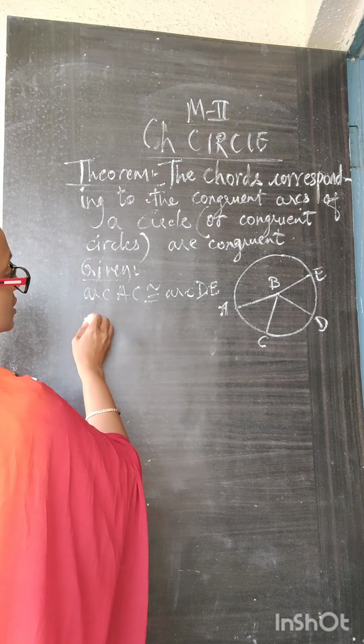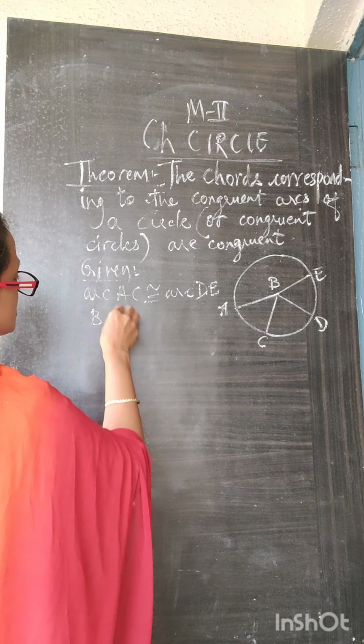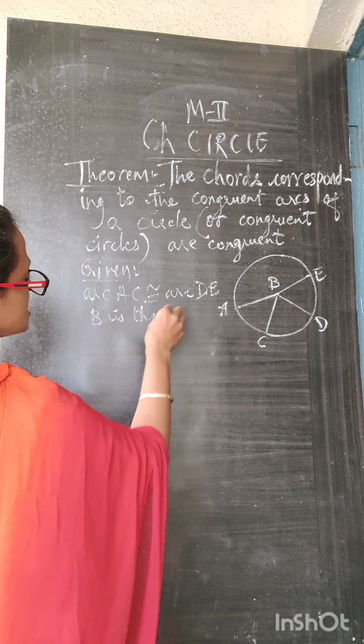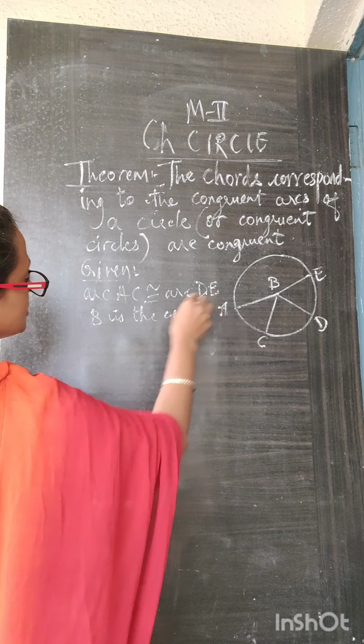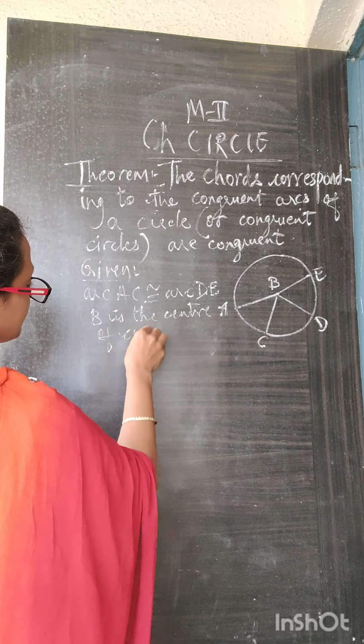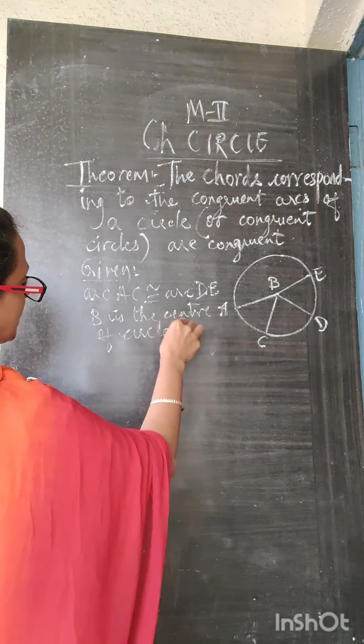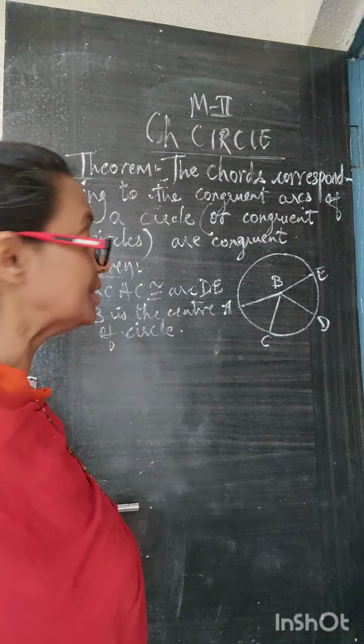And what is the center of the circle? B is the center of the circle. These two things are always right. You can understand from the statement. These things are to be written in the given.